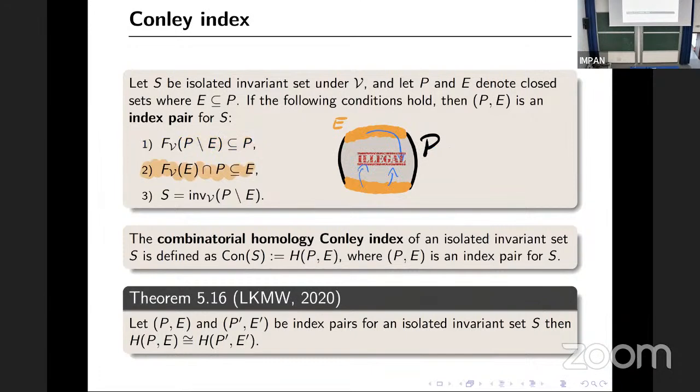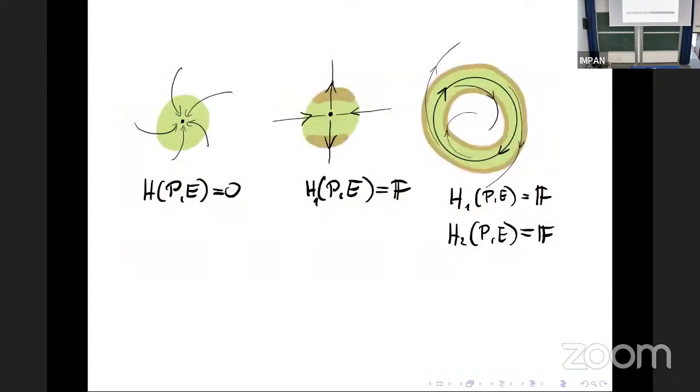The second condition tells you that if you are already in the exit set, you cannot retreat and come back. And the third one tells you that the thing for which you construct this pair must be an invariant part of the difference of these sets. And we proved that this Conley index is well defined. You can choose any two index pairs for S, and you will always end up with the same module. Okay.